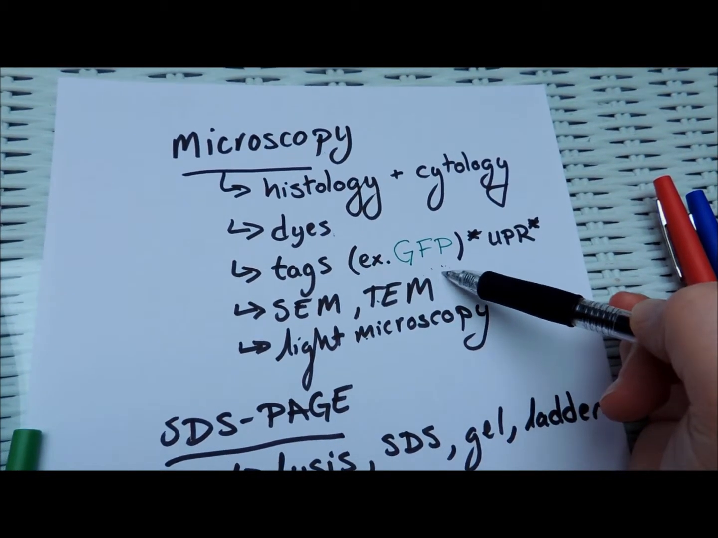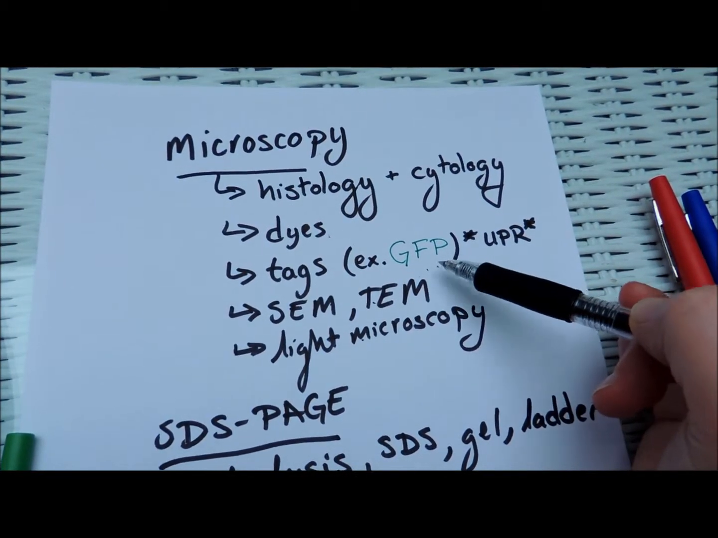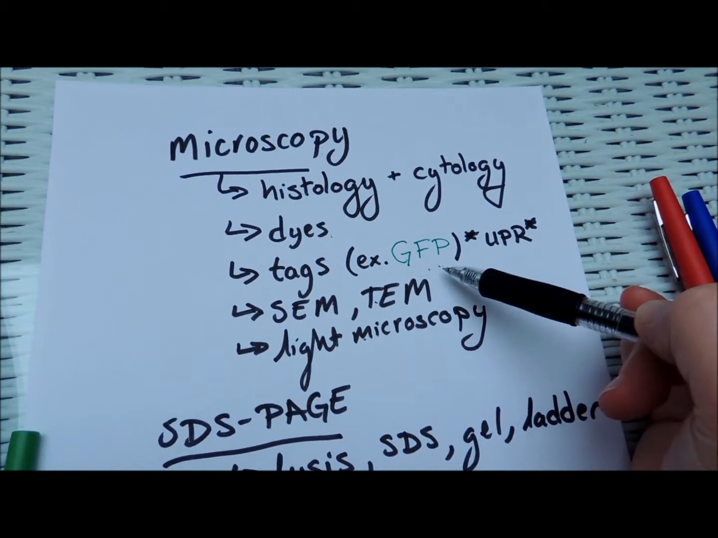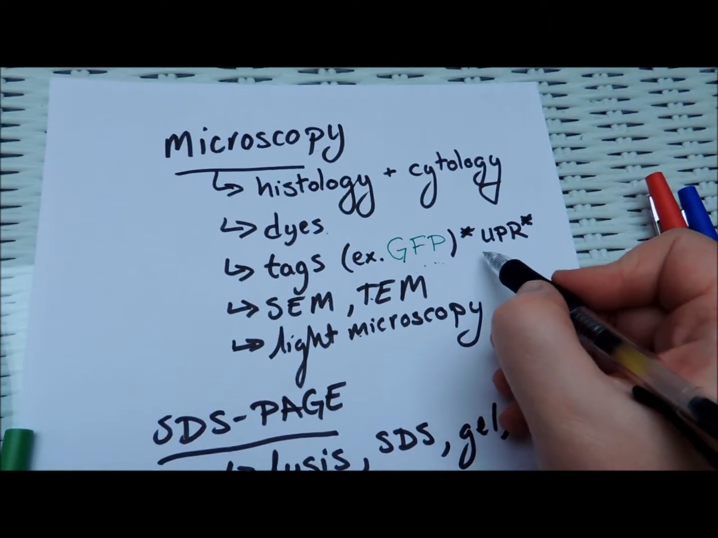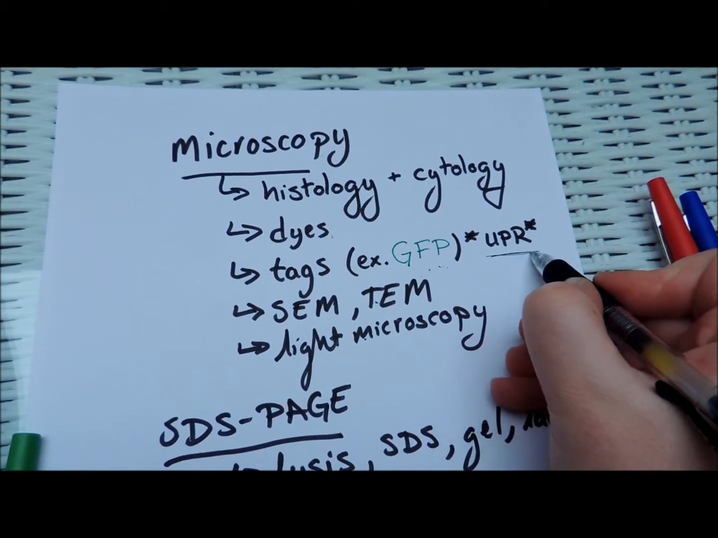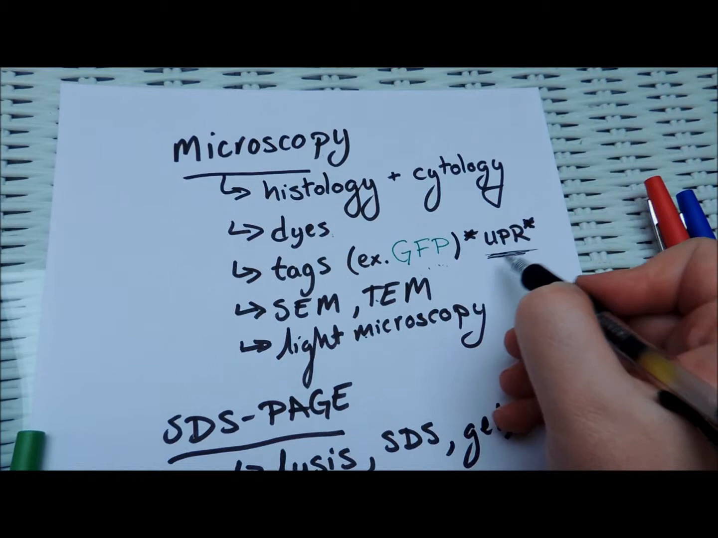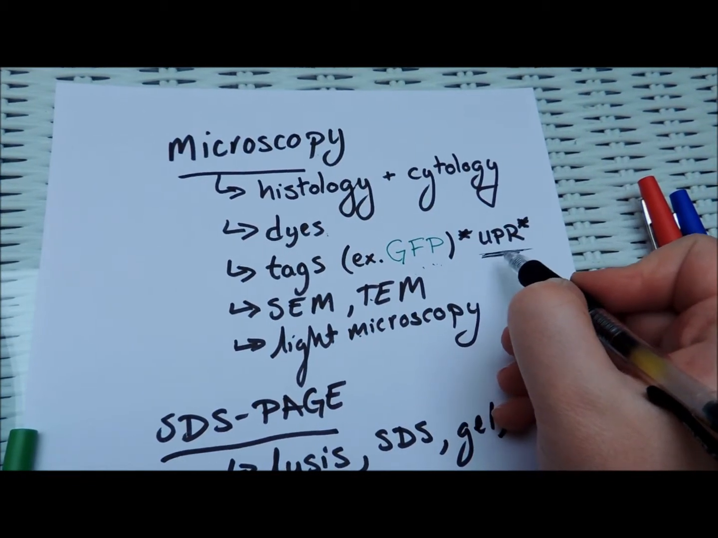But when you have a large tag, especially one that causes something to glow, you might end up unfolding the protein you're interested in, and instead of seeing where it's really located, you might send it through the unfolded protein response. What happens there is that your unfolded protein becomes degraded.